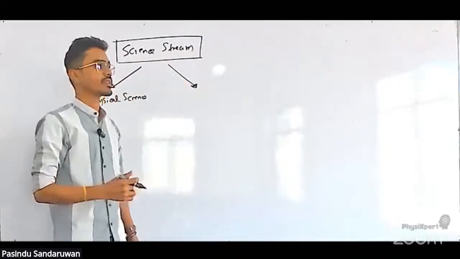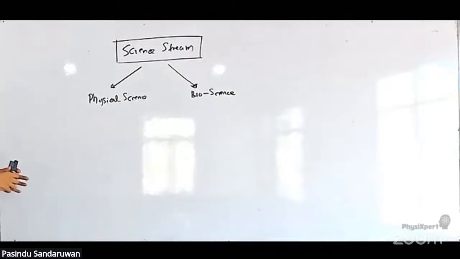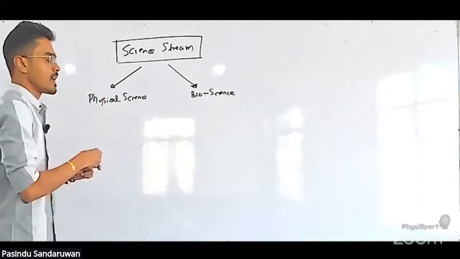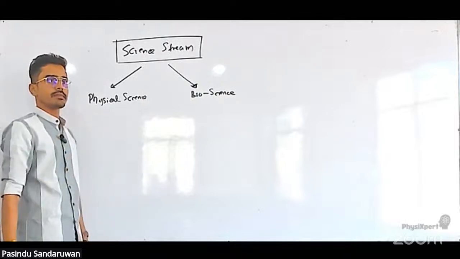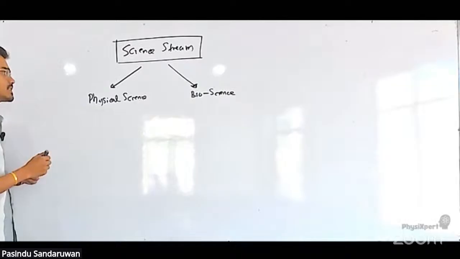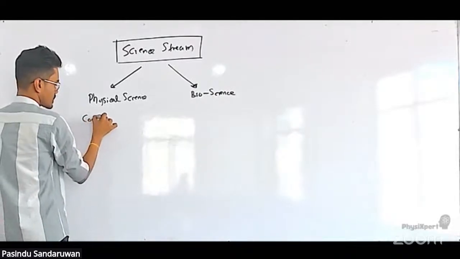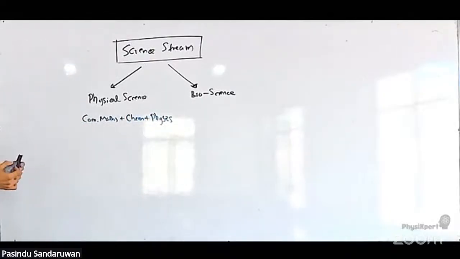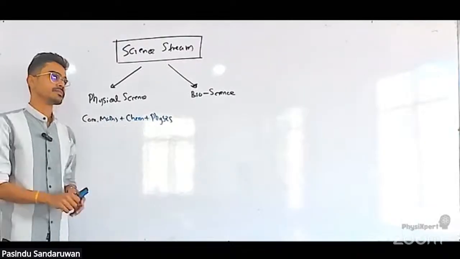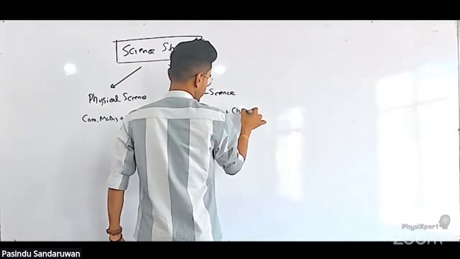That is called physical science. And the other one is bioscience. These two are the two main streams we have. When it comes to these streams, we have a prominent subject combination and optional subject combinations. The prominent combination in physical science, which is what you call maths, is combined maths, chemistry and physics. That is the most prominent one. And when it comes to bioscience, it's biology, chemistry, and physics.